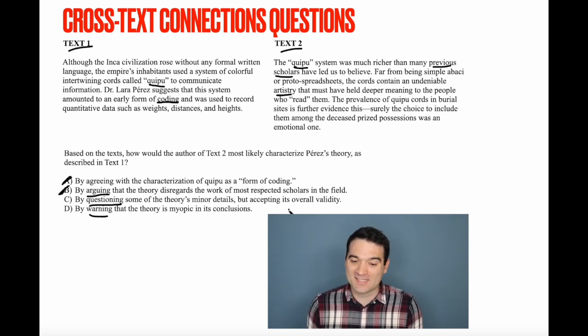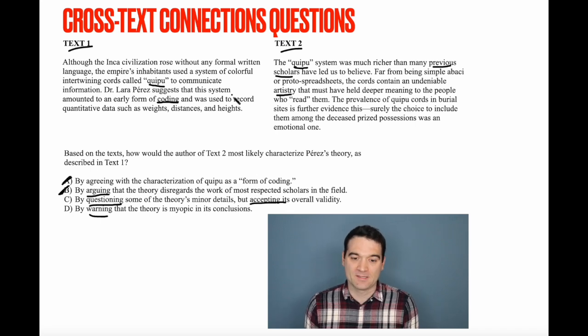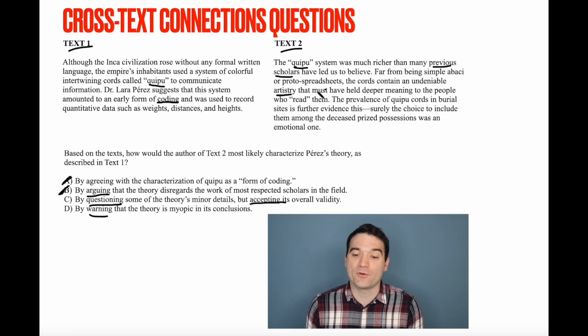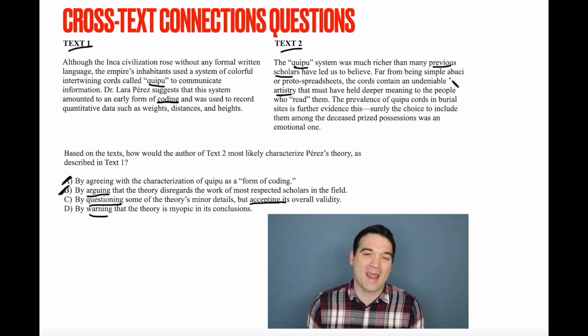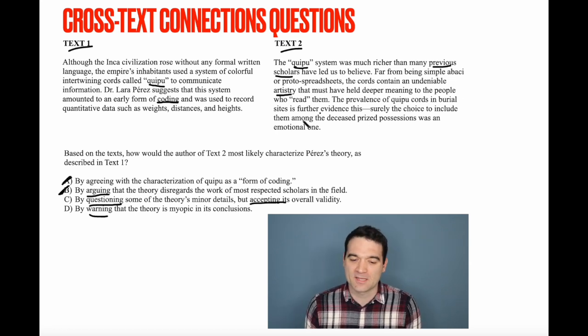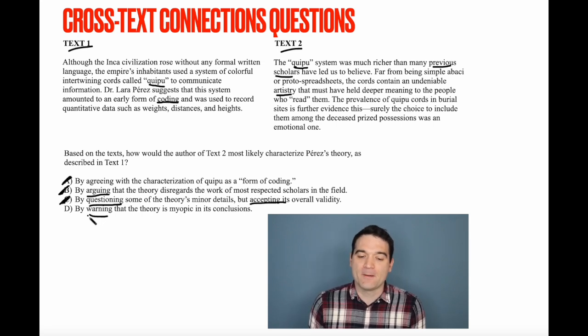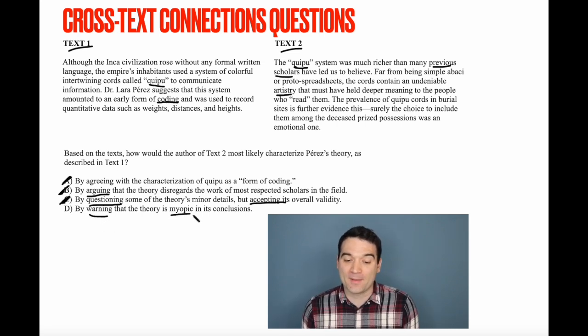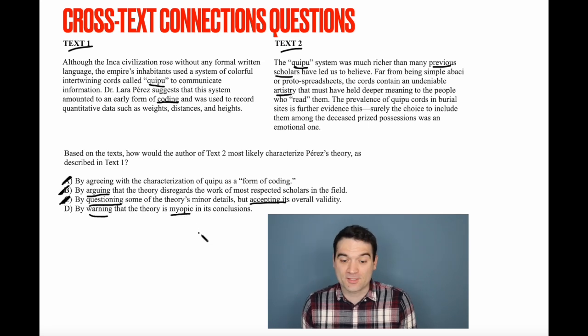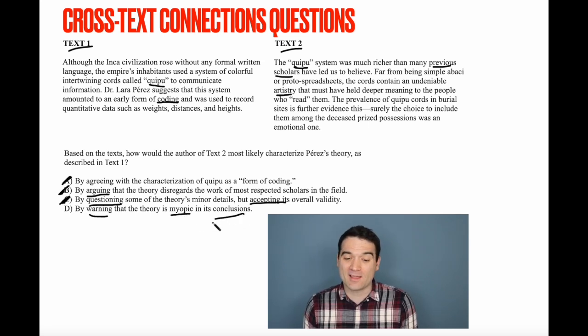By questioning some of the theory's minor details, but accepting its overall validity. Well, no, it doesn't accept the overall validity that it's just a coding system, right? It's not just a proto spreadsheet or an abacus. Abaci is the plural of abacus. It's something more, right? So that's out. And I'm left with answer option D. By warning that the theory is myopic, maybe that's a word you don't know, that's okay, in its conclusions. It's the only one left here.